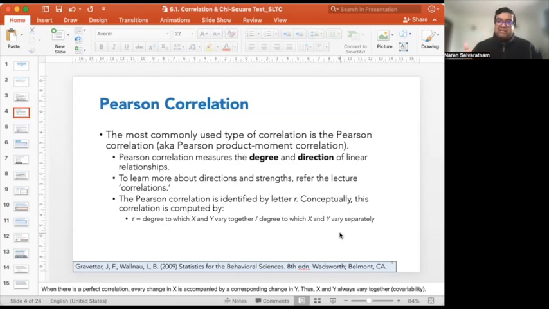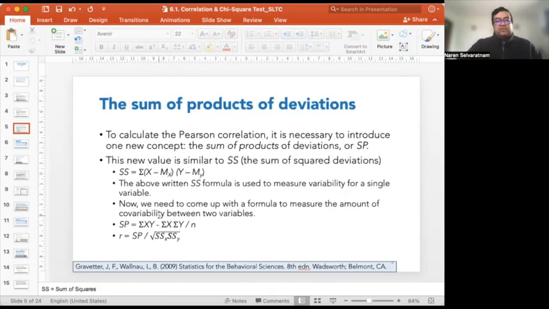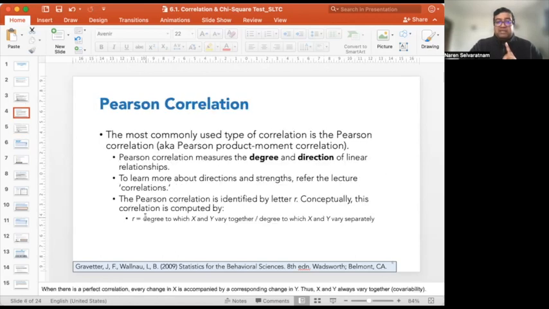And once you learn it, you will notice correlations are much simpler than you would think. Okay. Now, how are we going to calculate this Pearson correlation? You need two things for this. One is the sum of products of deviations. We call it the SP. So the sum of products is the first thing that you want to get. That's the degree to which x and y vary together.